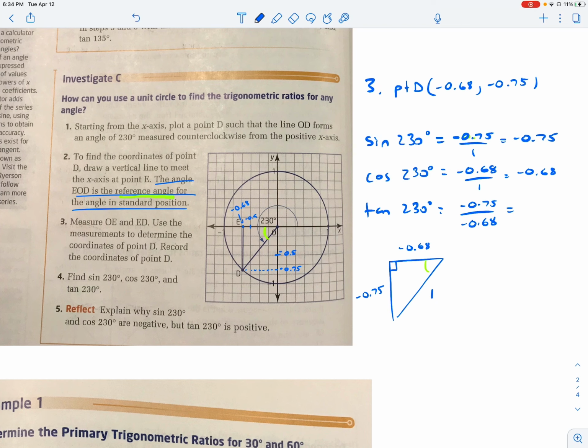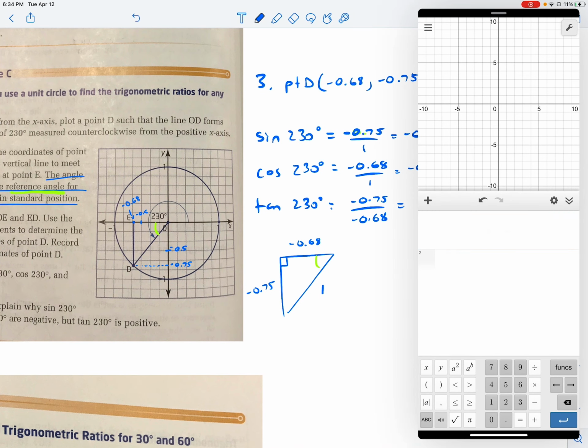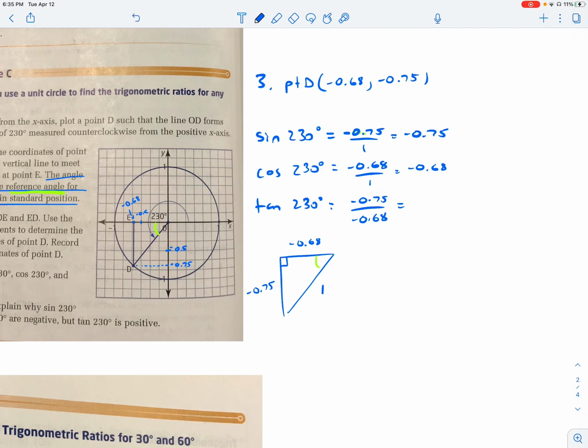I do need to use a calculator to evaluate that, so I will clear some of those old ones off. The negatives are going to cancel, but I'll put it in anyways. Negative 0.75 divided by negative 0.68, we get 1.102. So I'll just write 1.10. The tan ratio is positive. All the other ones are negative. Notice the slope of this is a little bit steeper than 1. It's this value right here, and it's positive. So slope will always give us tan of the angle.